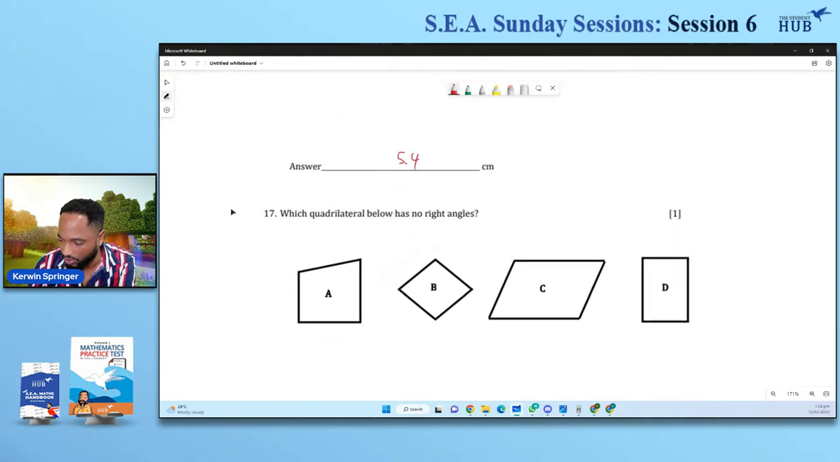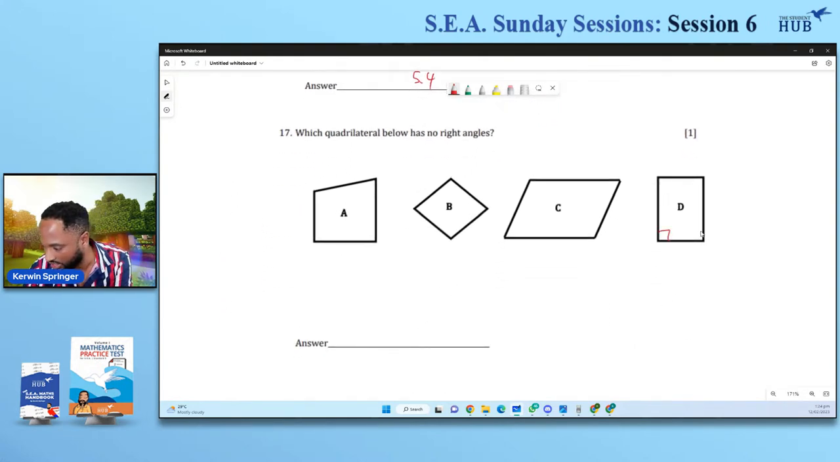Which quadrilateral below has no right angles? I see a right angle there. I see a right angle here and here. I'm not too sure. Maybe this is a right angle. Maybe. But for sure, there are no right angles here. For sure. And they didn't say which quadrilateral. They say which quadrilateral, so one. So the best answer for sure is C. So what do y'all think? What do you call that shape that C is?